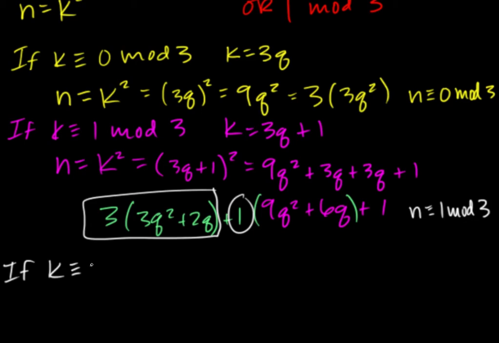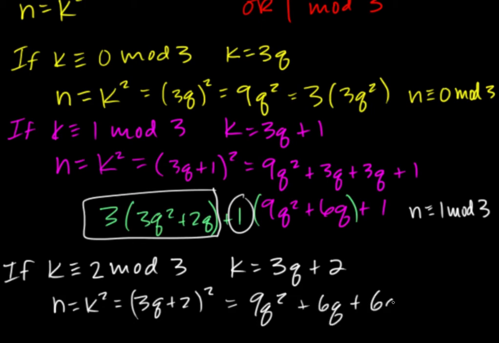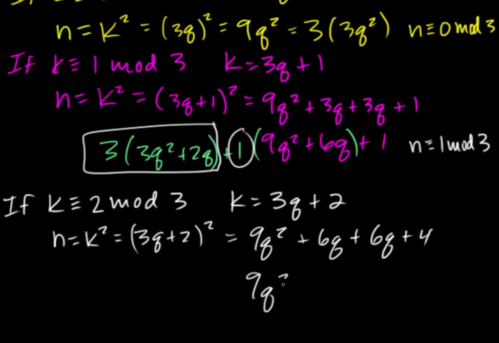Alright, and we have to test the next case. If k is congruent to 2 mod 3, once again, if we divide by 3, we have a remainder of 2. So for that to be true, we just have to have 3q plus 2, so something divisible by 3, and then we add 2 to that. So n was equal to k squared, so we're going to plug this in, 3q plus 2 squared, which gives us 9q squared plus 6q plus 6q plus 4, 9q squared plus 12q plus 4.